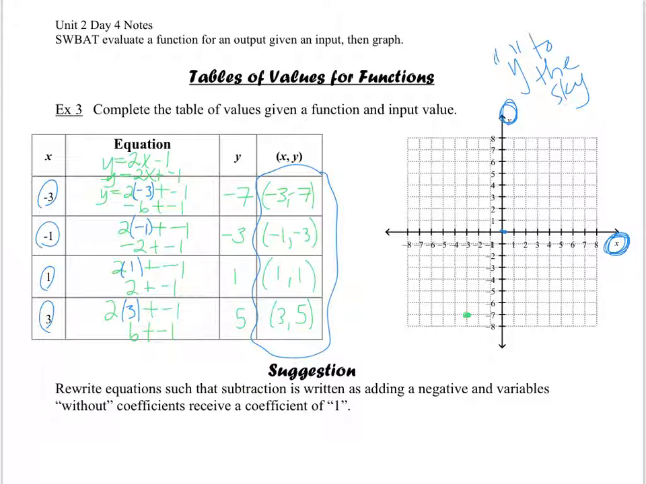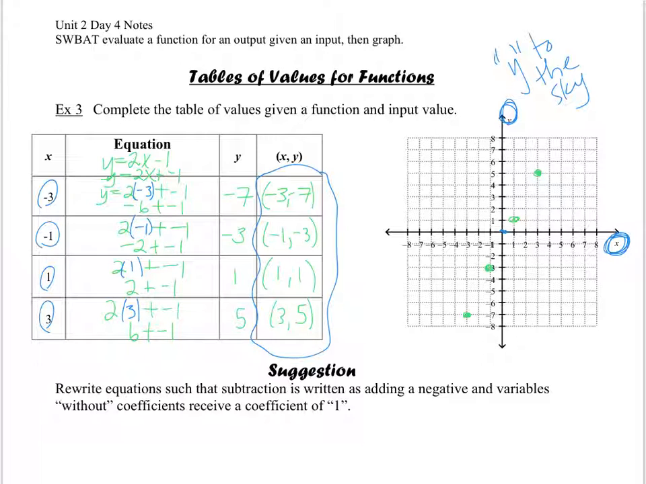I'm going to do the same for negative 1, negative 3. So negative 1 is left 1, negative 3 is down 3. I've plotted that point. For 1 comma 1 from the origin, I'm going to move right 1 for the x and up 1 for the y. Last but not least, I have x is 3 and y is 5, so I'm going to move right 3 from the origin and up 5.